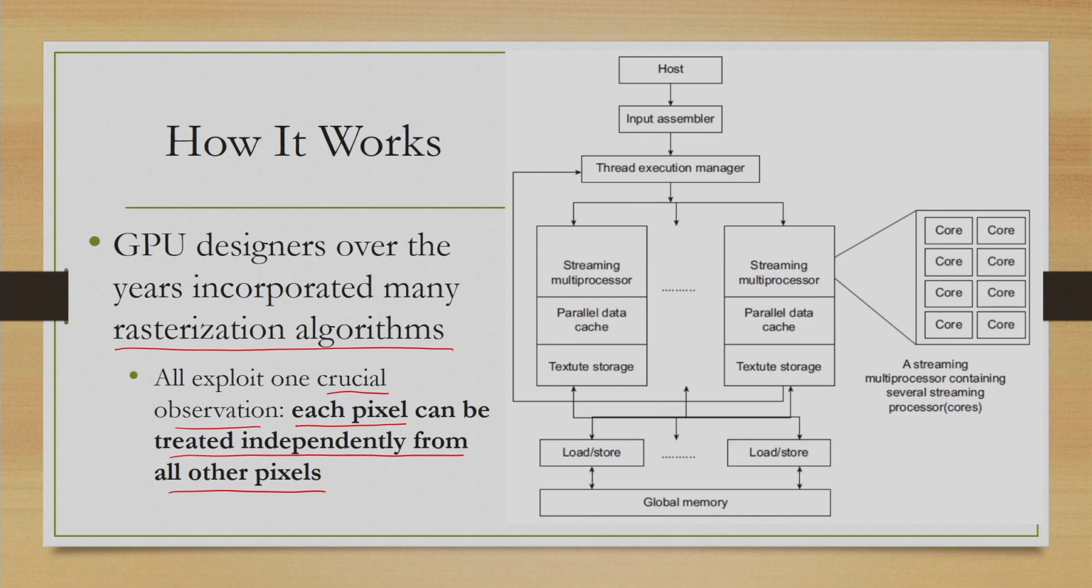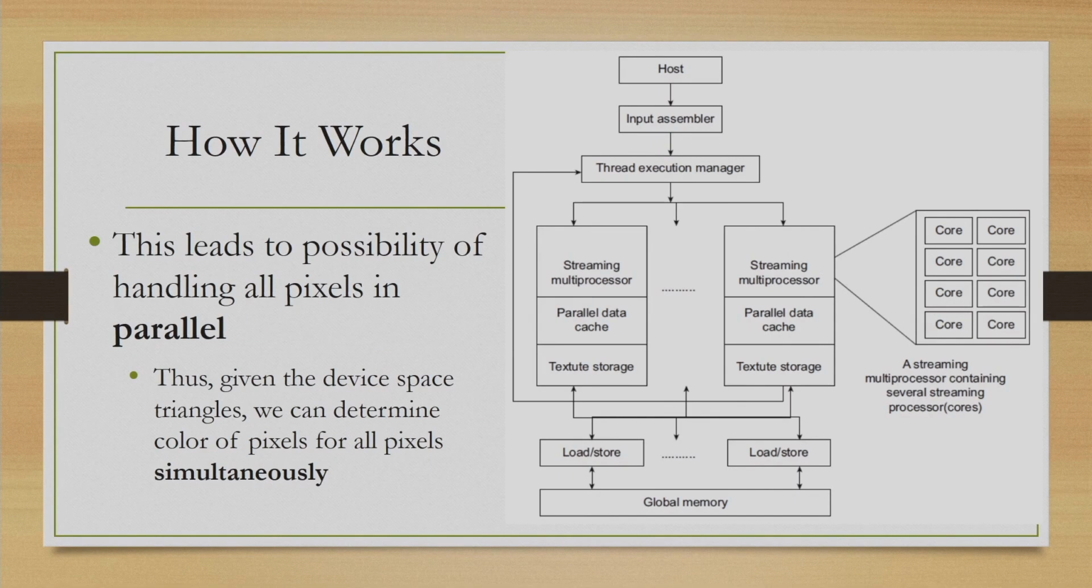Accordingly, the pixels can be rasterized parallelly. So, we can use this inherent parallelism to rasterize all the pixels simultaneously, and that is one big advantage of having a GPU. We do not have to process one pixel at a time, instead we can process all the pixels together to get quick result, quick output.